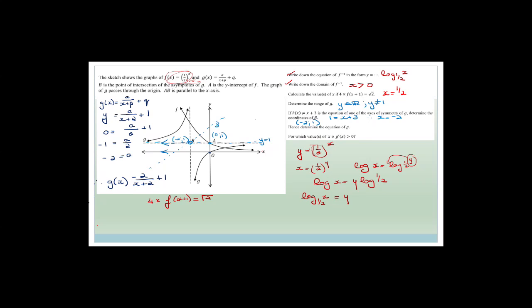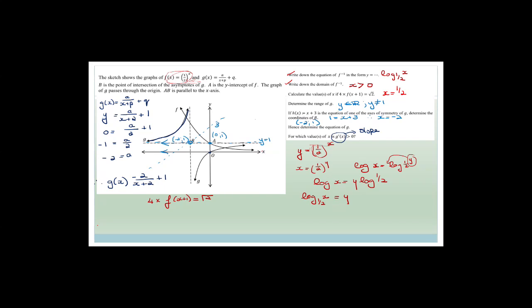And there you go. Finally, it says, for which values of x is g dashed of x greater than 0? Now, g dashed of x is its slope. So it's saying for which value of x will the gradient of g dashed of x be greater than 0? In other words, when will it be a positive gradient? Positive gradient. So it's only a positive gradient here.